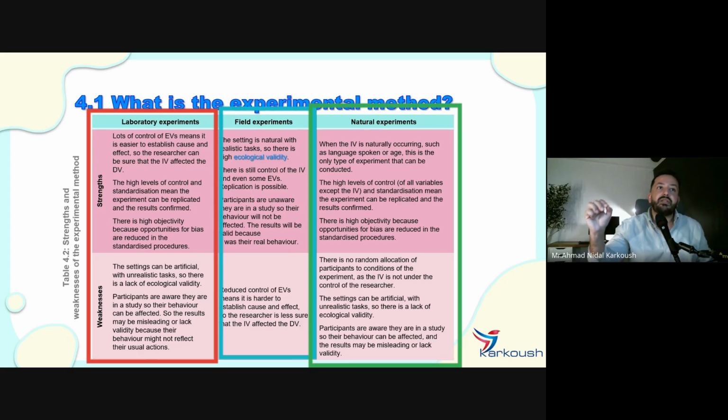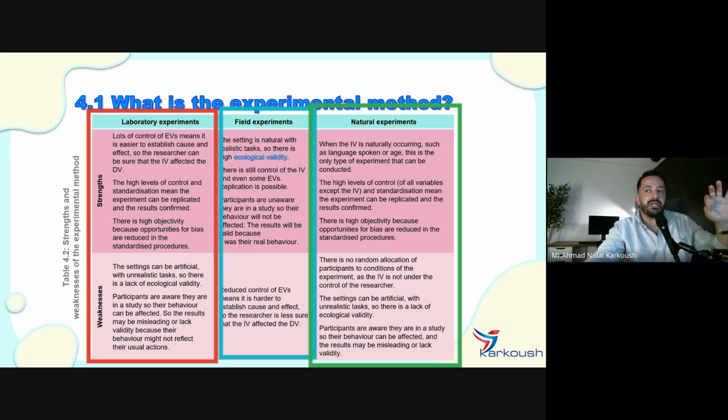Now, the weakness is there is no random allocation of participants. I can't randomly allocate them because they're either males or females, or maybe they're teens or old people. So I can't. The IV is not under my control. And the setting is artificial with unrealistic tasks, so there is a lack of ecological validity. And participants are aware that they are in a study, so their behavior can be affected and the results can be misleading or lack validity.